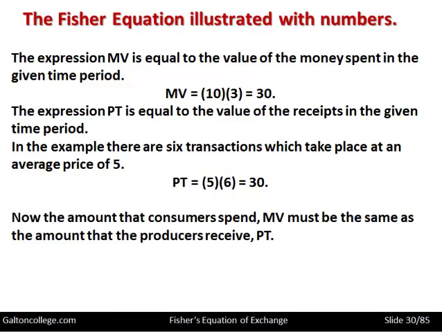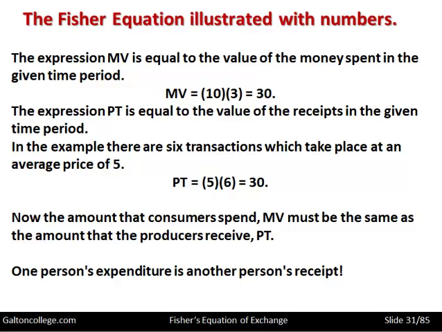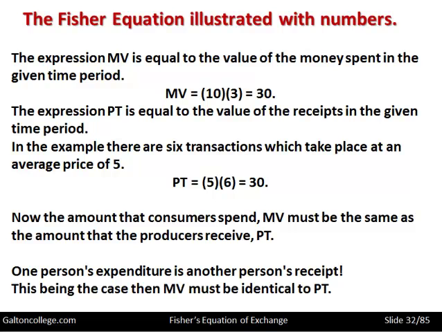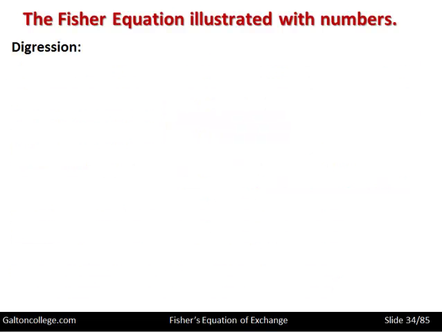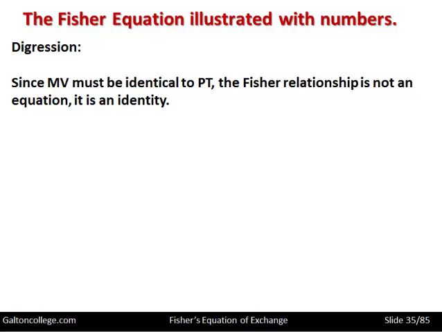Now, the amount that the consumer spends, MV, must be the same as the amount producers receive, PT. In fact, they're one and the same. They're identical. One person's expenditure is another person's receipt. This being the case, MV must be identical to PT. They're exactly the same. Now, since MV must be identical to PT, the Fisher relationship is not an equation, it's an identity. So in fact, we talk about the Fisher equation, but really it's an identity. We've got the wrong name.